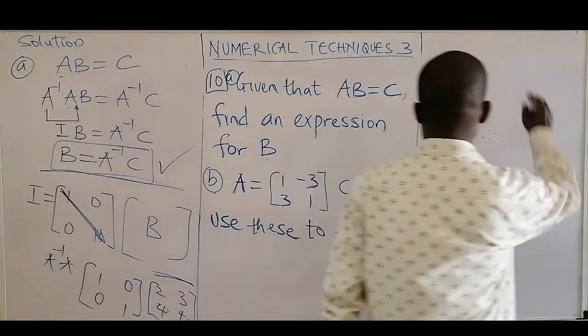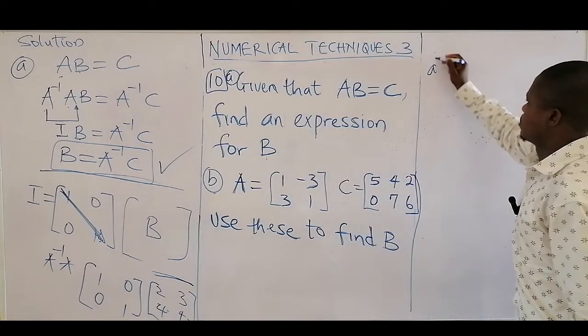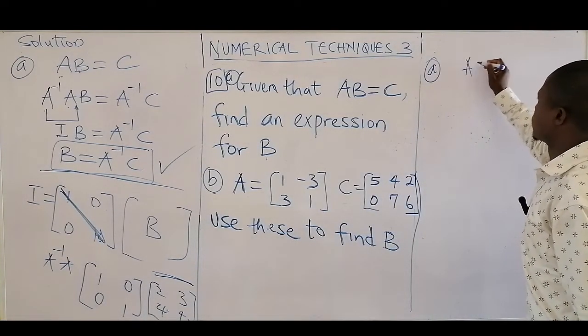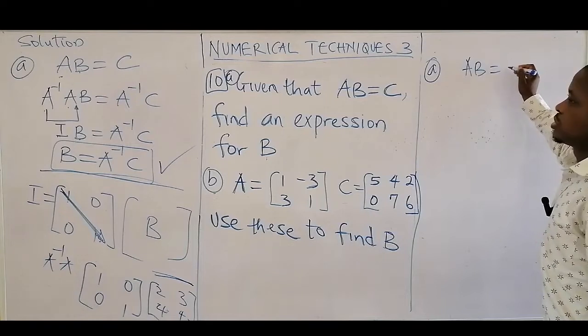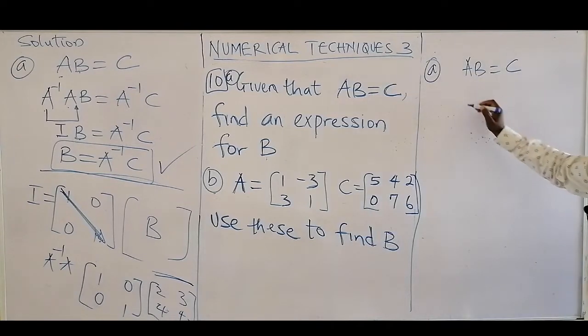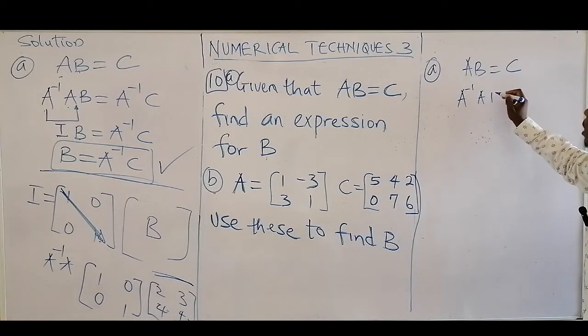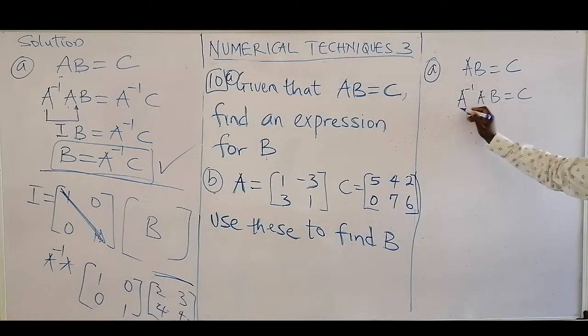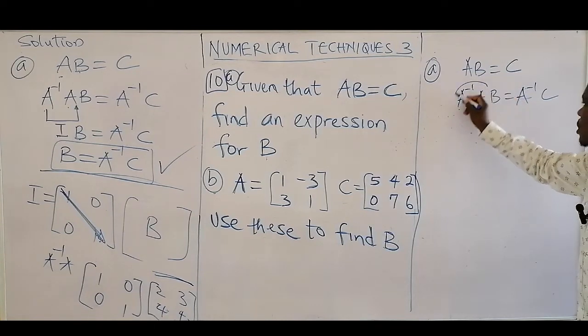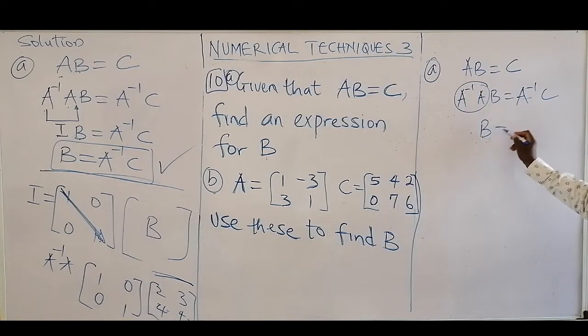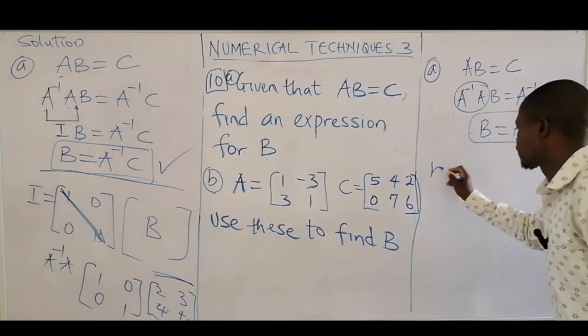To recap the A part: step 1, you have AB equal to C. Multiply both sides by A inverse. The moment you do that, this will cancel out, and you have B equal to this. And that finishes the question. Then the B part.